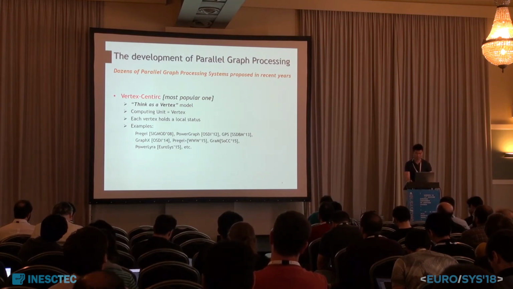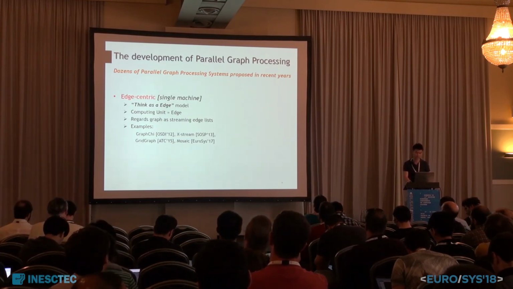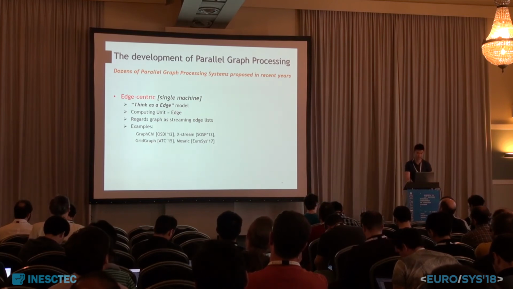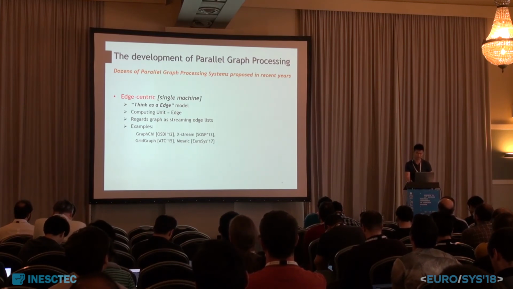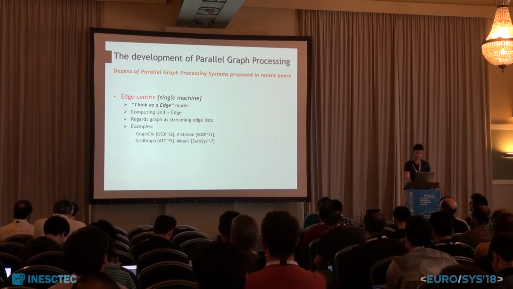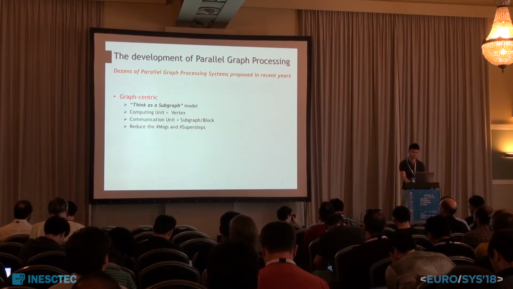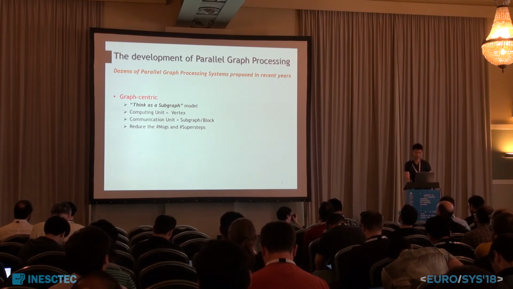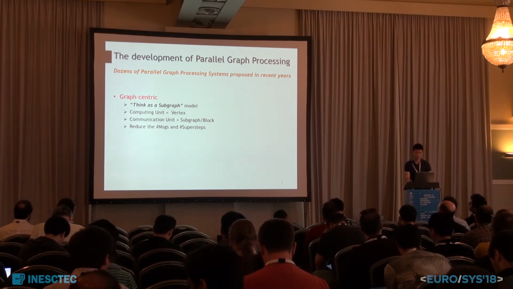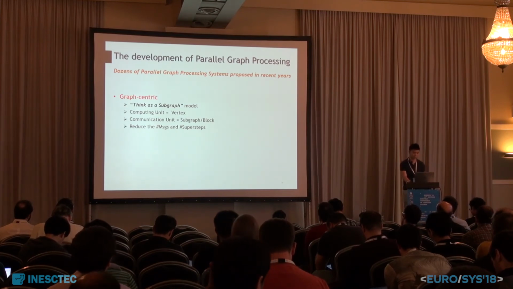Pregel, PowerGraph, GPS, etc., all follow this design. Edge-centric is another model, mainly used in the single machine setting, and regards the graph as a streaming edge list. GraphChi and X-Stream follow this design. Other systems follow a graph-centric model. Their computation model is still vertex-centric, but they optimize the communication part and regard each subgraph or block as the basic communication unit, in order to reduce the total number of messages and the number of supersteps during the job.